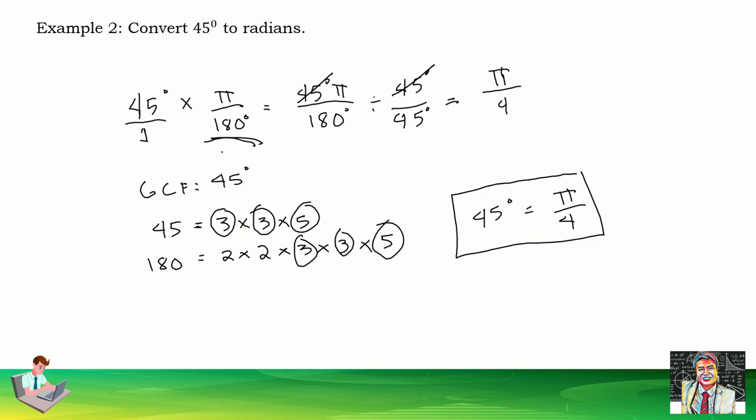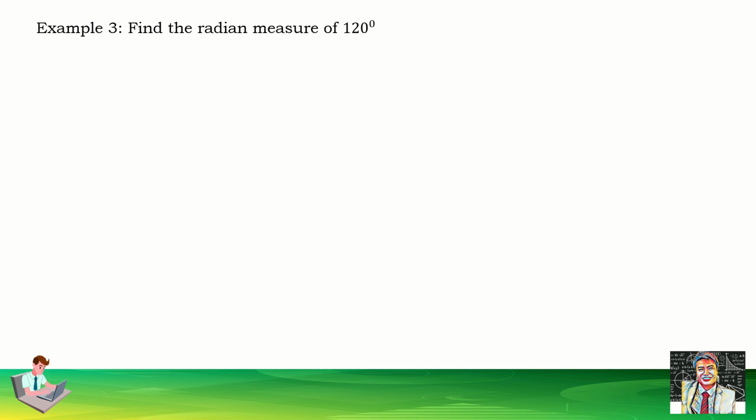So, let's say for example, number 3. Find the radian measure of 120 degrees. So, same lang din kanina, nung sa example number 2 natin, i-multiply natin to sa pi over 180 degrees. Okay? So, therefore, may denominator to na 1. So therefore, this is 120 degrees times pi over 180 degrees.